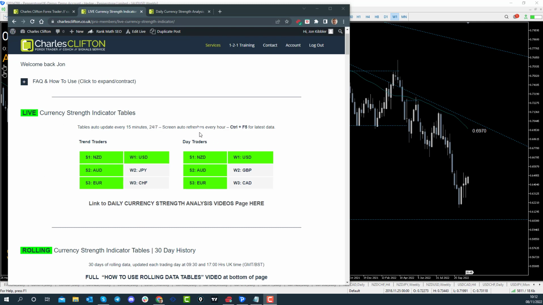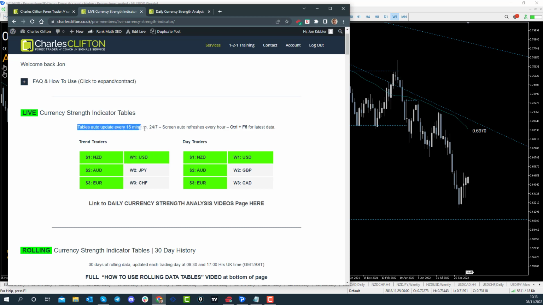Here we have the live currency strength indicator tables in front of us. We have the trend traders table and the day traders table. These are showing the same studies but just highlighting different time frames. You can see here that some of the currencies are highlighted in green. That means that there is a confluence between those two trading time frames, and that's where we're going to be focusing our attention in these videos.